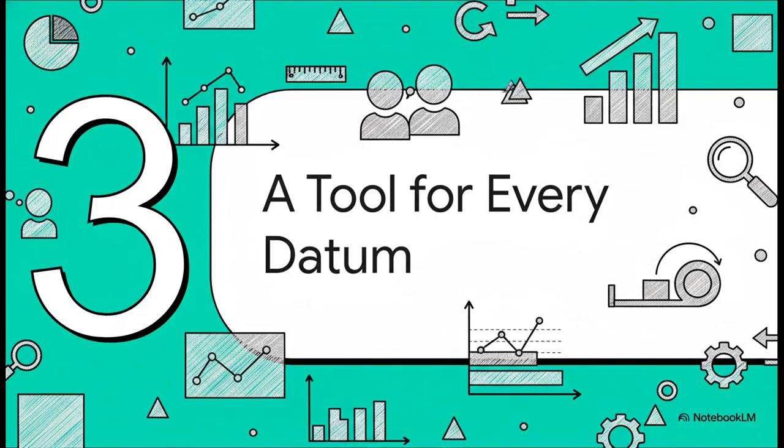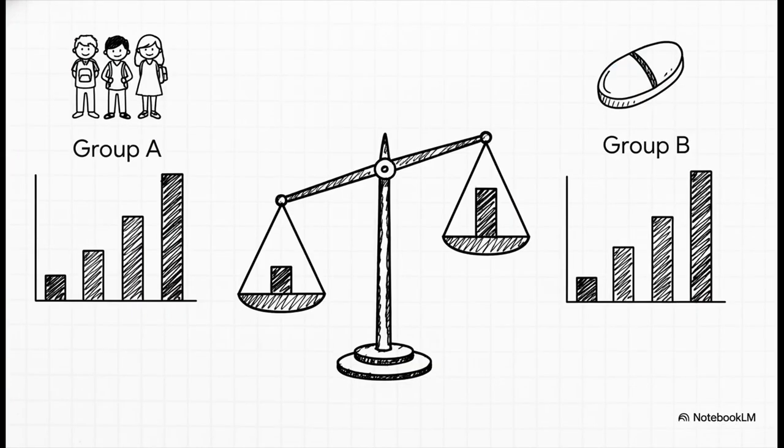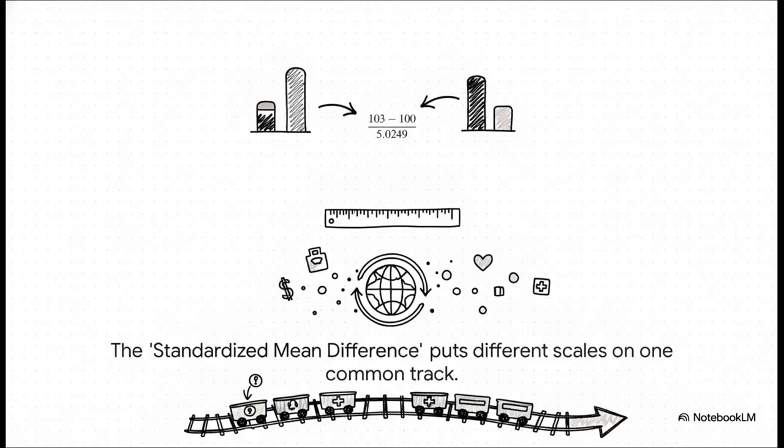But studies collect all sorts of different kinds of data. So to make this all work, we actually need a few different kinds of effect sizes to act as our translators. Let's take a look at the main ones. First up, what do we do when a study is comparing averages? We're talking about things like average test scores between two different classrooms or blood pressure in a drug trial versus a placebo. For that, we use a tool called the standardized mean difference.